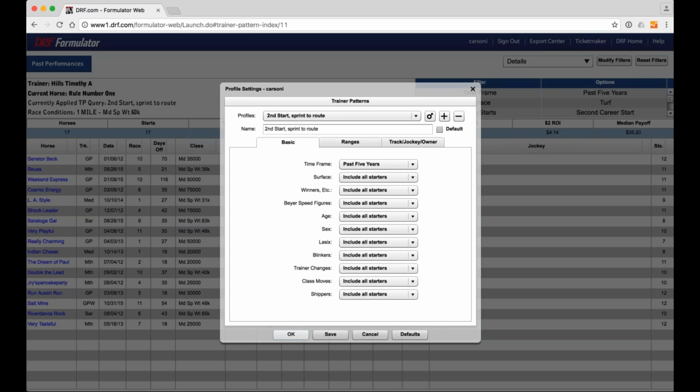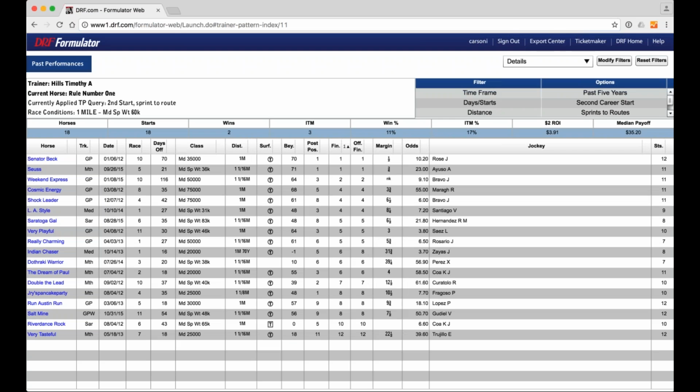I'm going to go back here and go to dirt. So he's actually only 2 for 18 on dirt, going sprint to route in his second career start, which is right here. So now what I want to do is create a new profile, because going through today's race, I found a lot of horses that were going sprint to route on the turf, and I don't have a saved profile for that. I only have sprint to route in general. So what I'm going to do is go into modify filters.